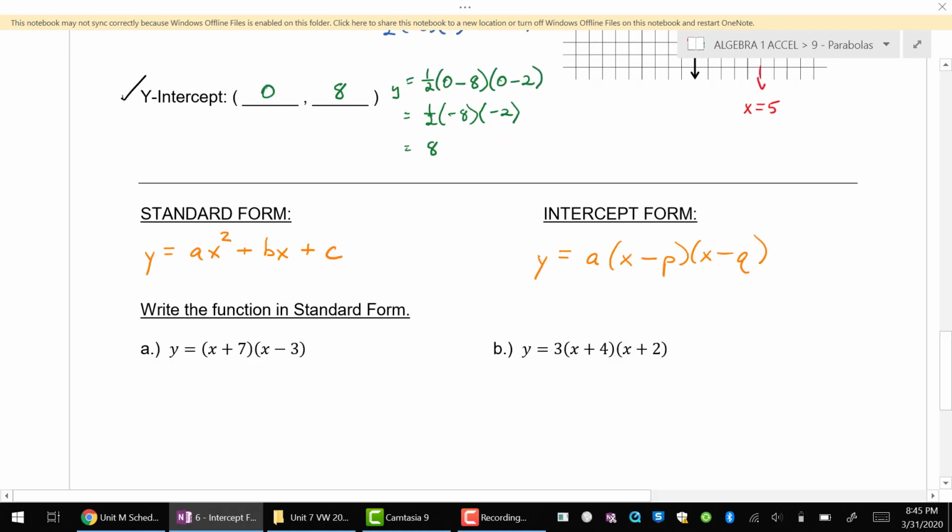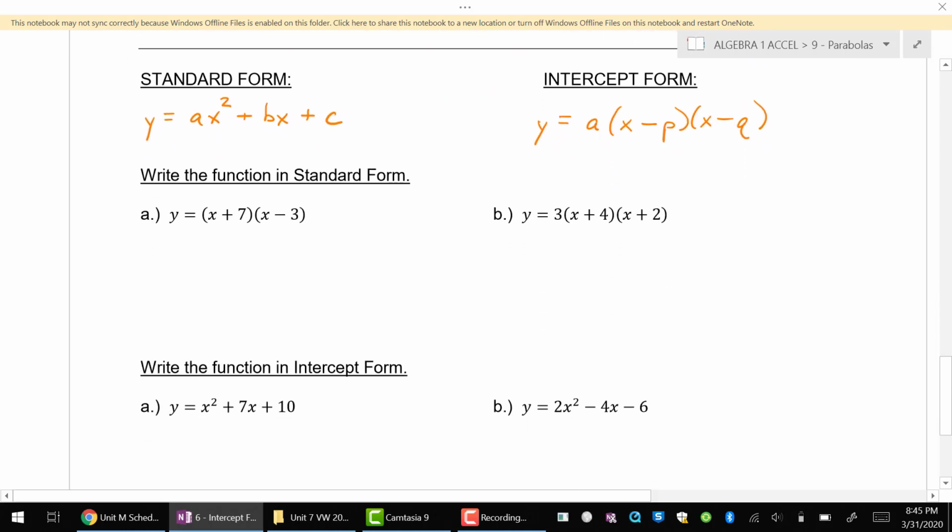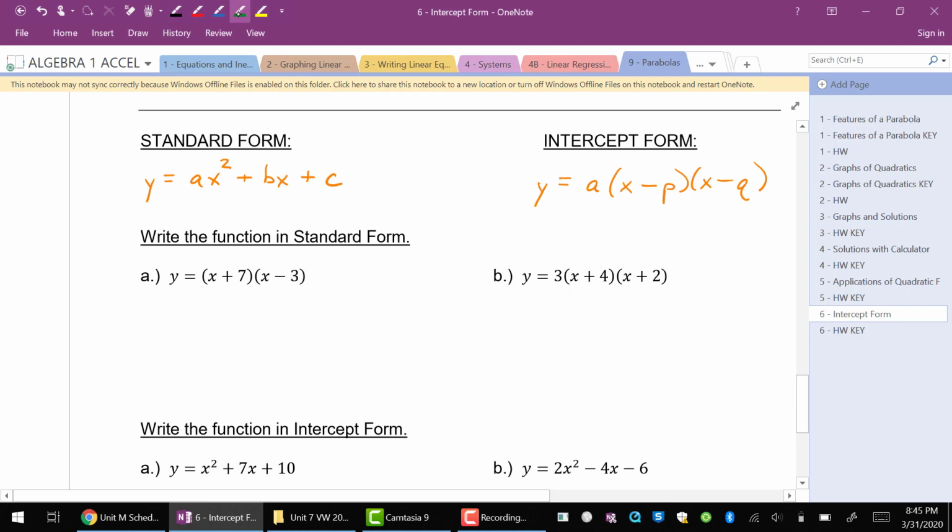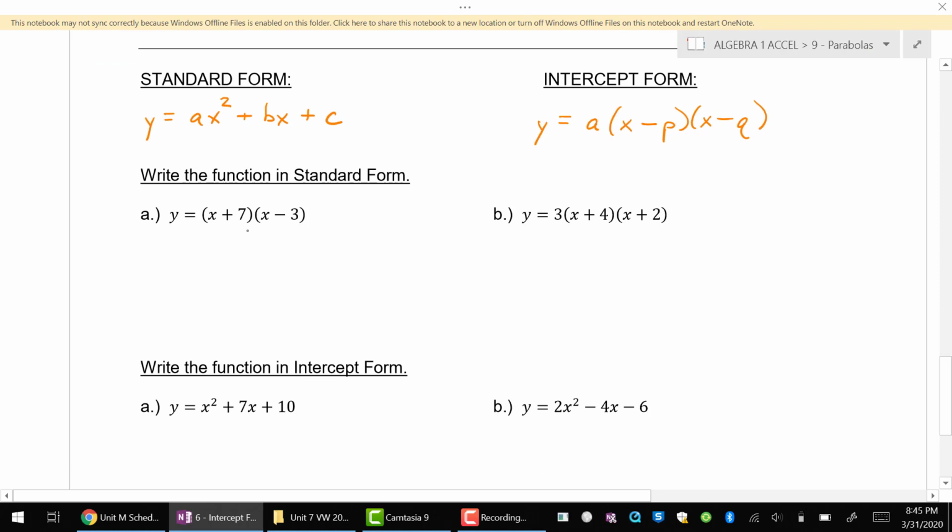We can even go back and forth between the two forms. Check out example A. Write the function given in standard form. Notice that here they're already factored. We want to write them into standard form. So the way we do that is we simply multiply them together. Use box method, use FOIL to go from intercept form into standard form.